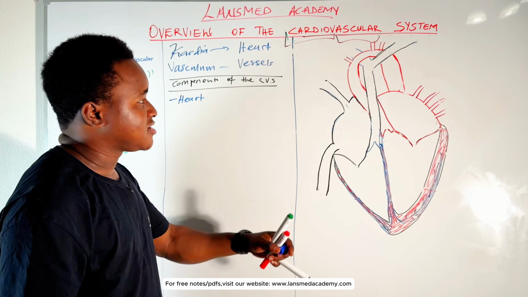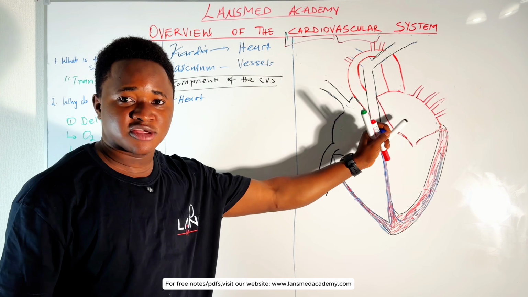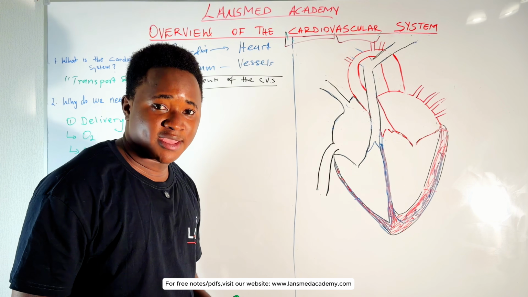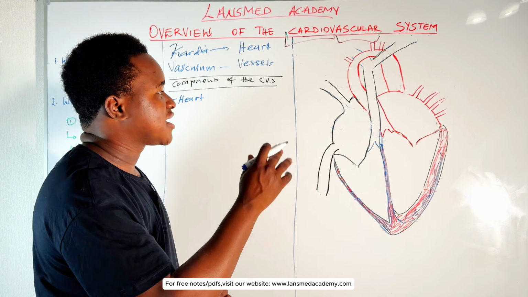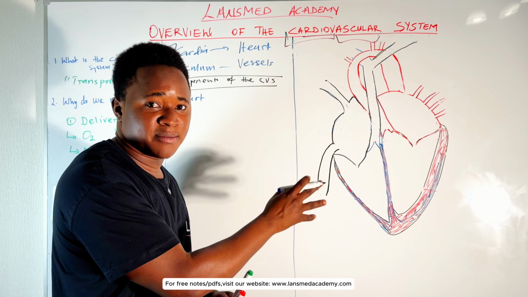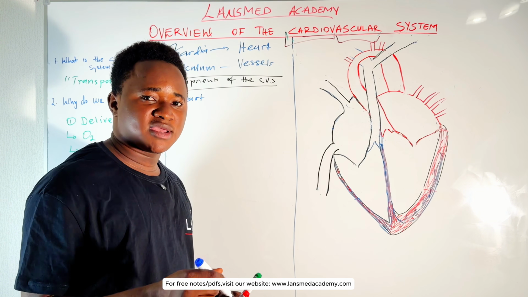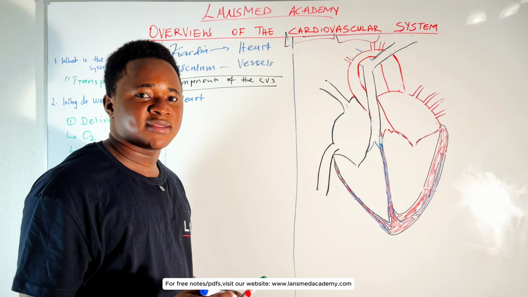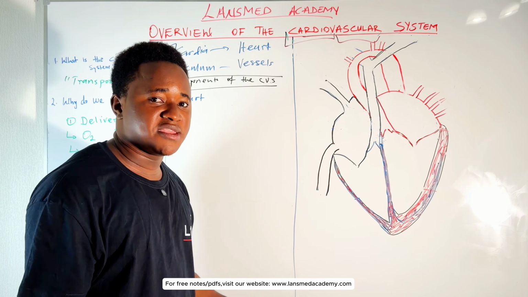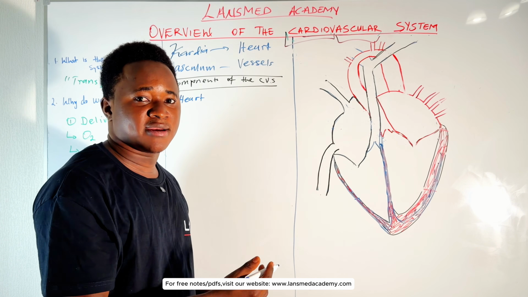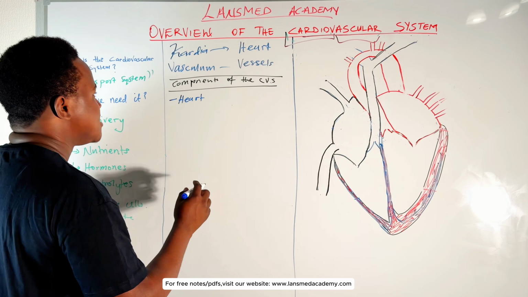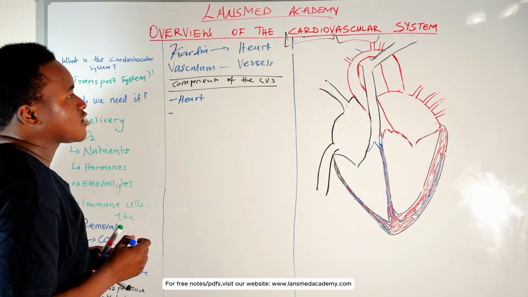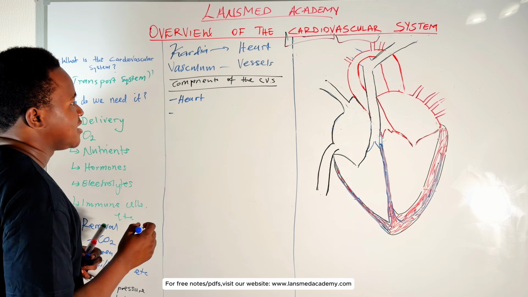This diagram you are seeing is just a sketch of how the human heart looks. This is the central organ of the cardiovascular system. If you want a very detailed diagram, with labels and everything, go down to the description of this video, visit our website and download our free PDF with very detailed diagrams and notes so you can study for exams freely.